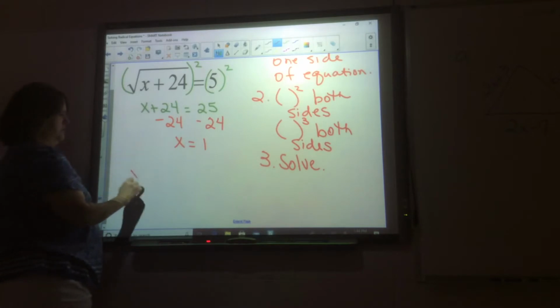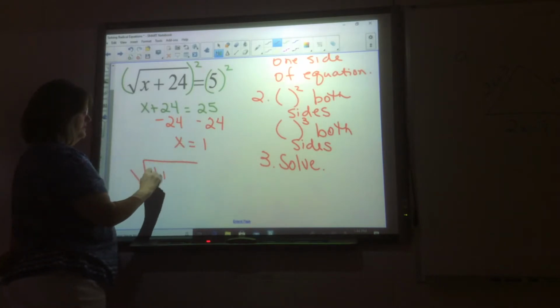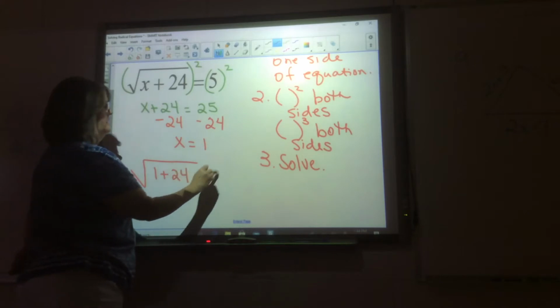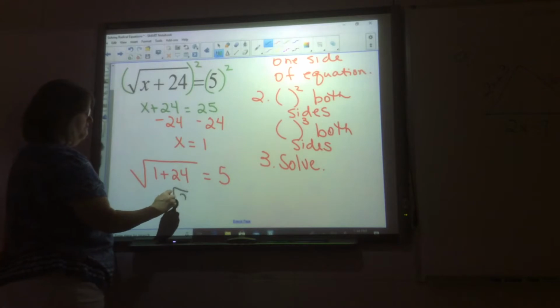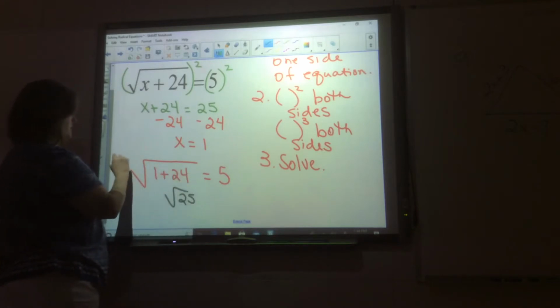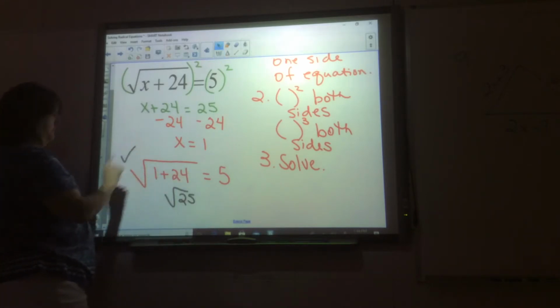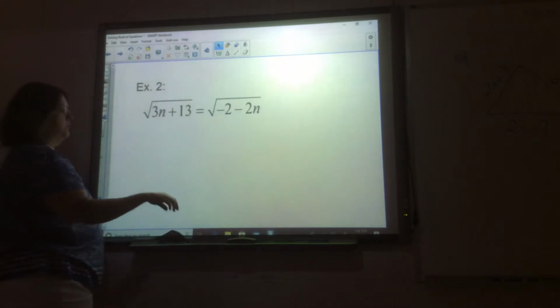So the only way you can do that is to put the answer that you get back into the equation and see if it works. This gives us the square root of 25, which indeed is 5. So 5 equals 5. This one checks. Let's go to equation number 2.